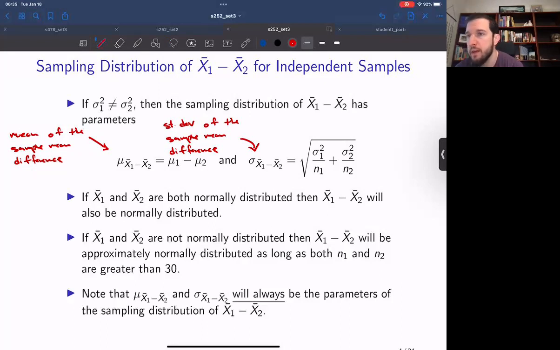In terms of normality, since normally distributed random variables are additive, if x bar 1 and x bar 2 are normal, then their difference is also normal. Further, if we can apply the central limit theorem to each sample separately, and if both samples are greater than 30, then we can say that the difference is approximately normal based off the CLT.